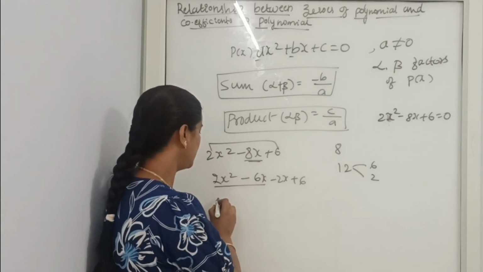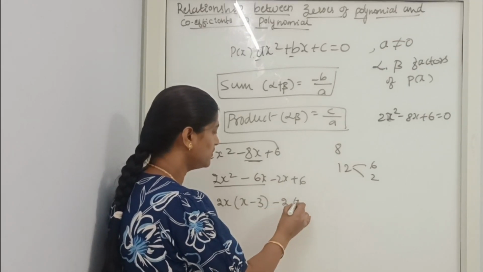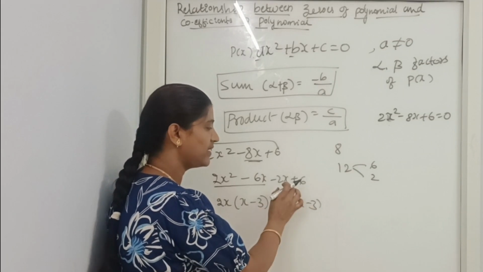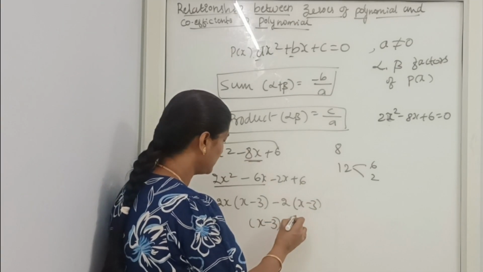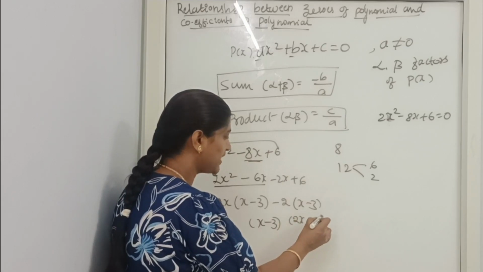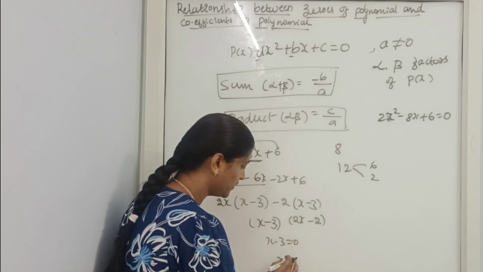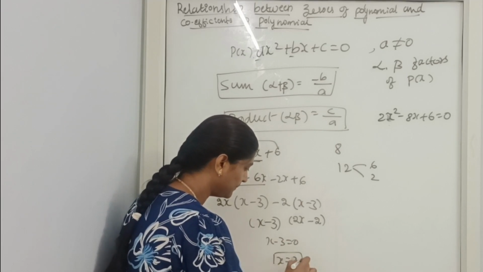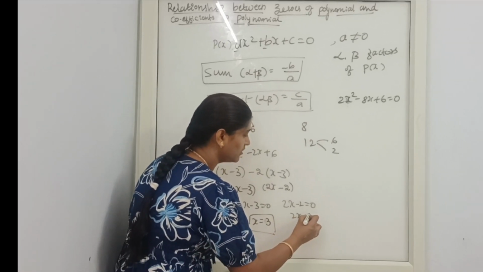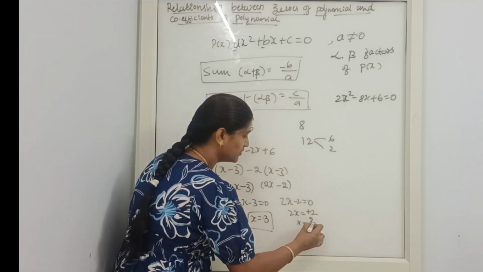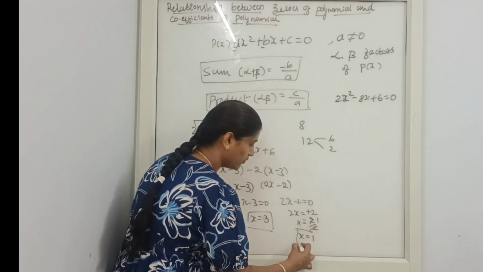2x square minus 6x minus 2x plus 6. And here which is the common? 2x is the common, x minus 3. And here also 2, x minus 3, because minus into minus is plus. So both are same. Now you can consider any one: x minus 3, and the next one is 2x minus 2. x minus 3 is equal to 0 means what is the x value? Positive 3. 2x minus 2 is equal to 0, 2x is equal to plus 2, and x is equal to 2 by 2. 2 ones are 2, so x value is 1.